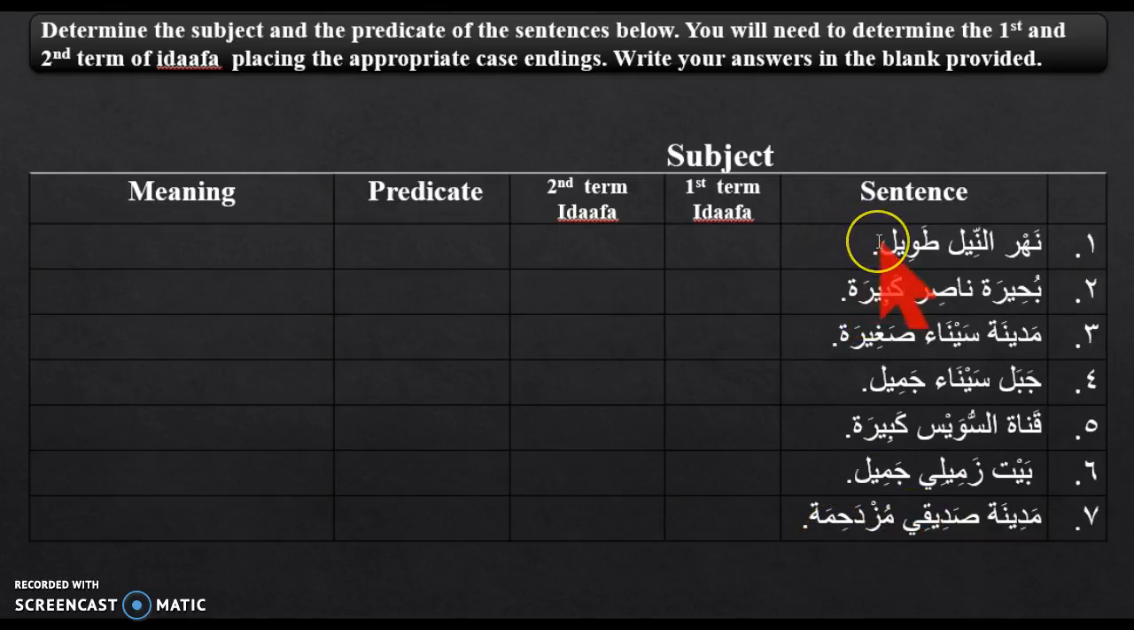As you see here, the predicates of these sentences are adjectives. So you need to select the subject of those sentences and the predicate, provide their meaning, take your time, then check your answers when you're done with me.